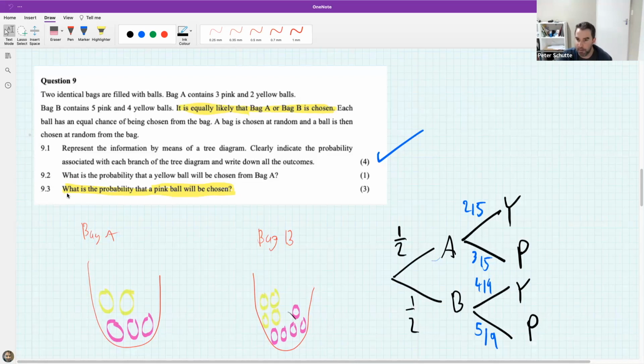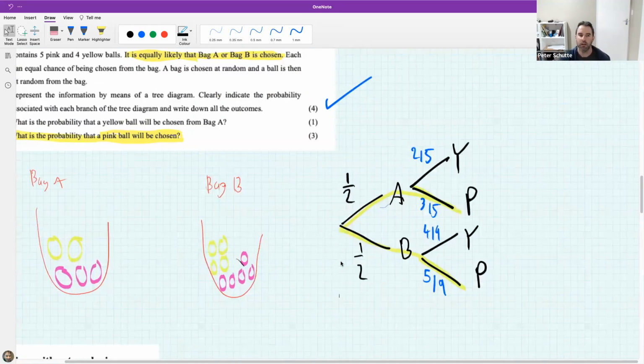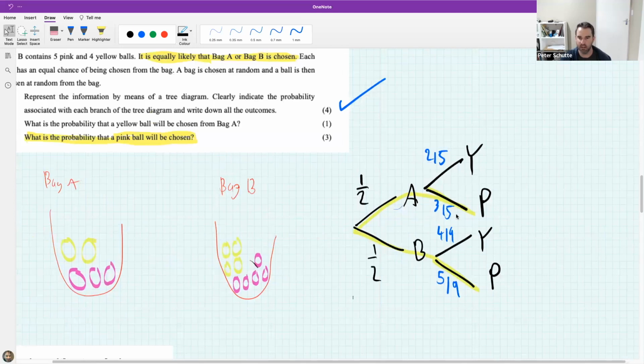Yes. So it doesn't say anything about bags. It just says, and so ask yourself, which of the pathways end up with a pink ball being chosen? You could choose a pink ball from bag A, but you could also choose a pink ball from bag B. And both of these choices would be favorable outcomes. And all it said is, what is the probability of getting a pink ball? So I think we need to find the probability for each of these branches and add them together.